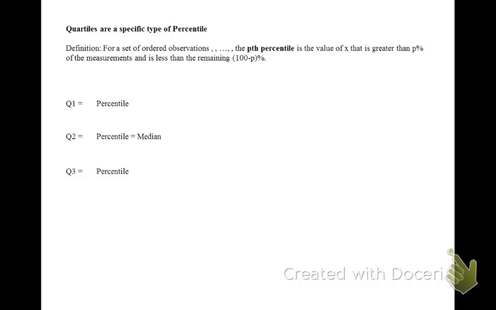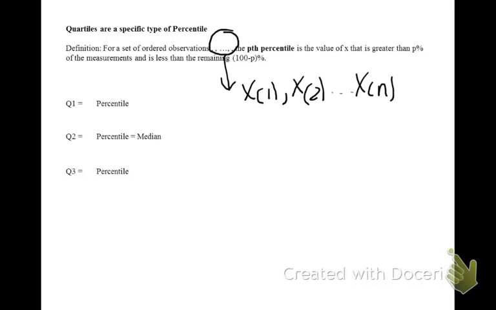So for a set of ordered observations, and the notes here didn't quite copy over, this should say x(1) up to x(n). These are your ordered observations. The pth percentile is the value of x that is greater than p% of the measurements and is less than the remaining 100 minus p.